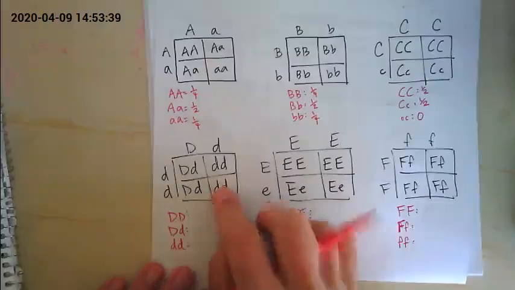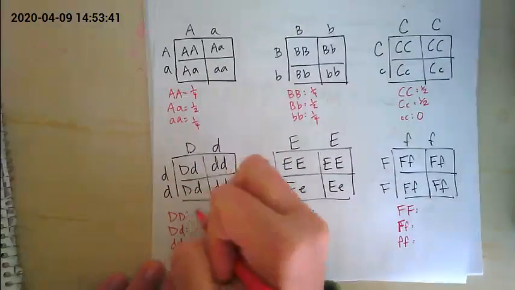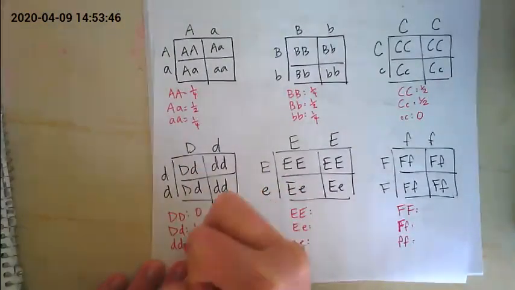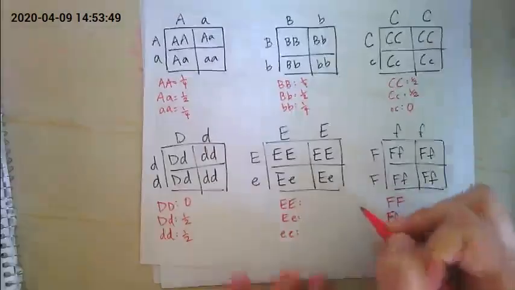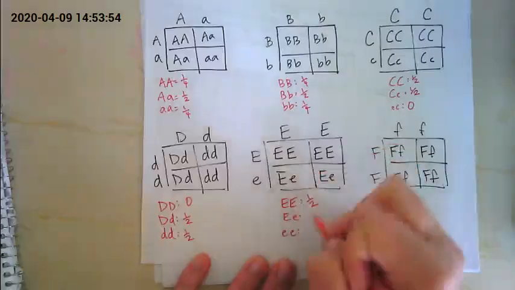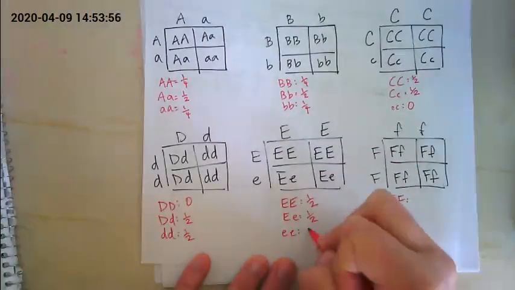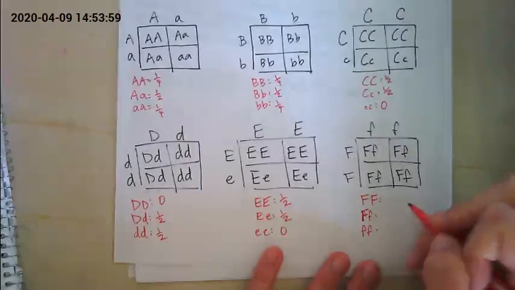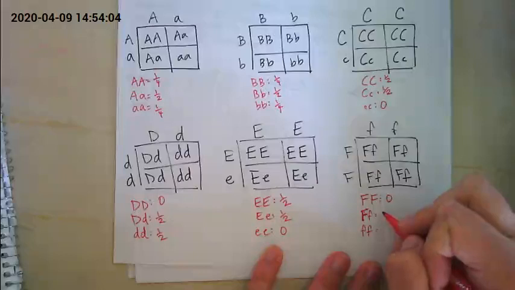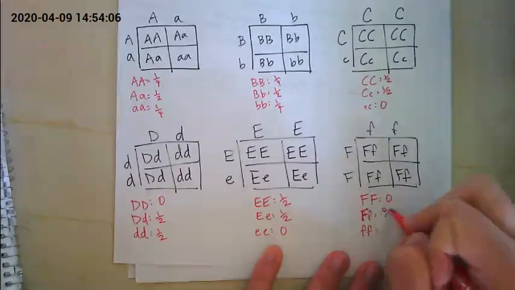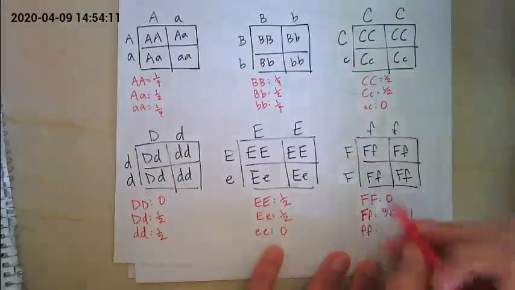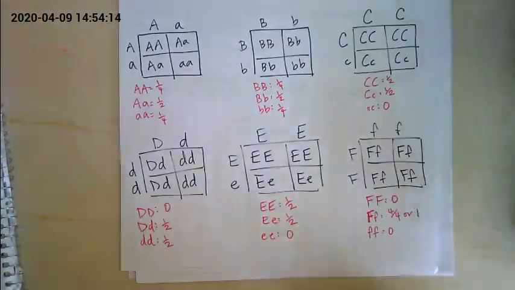All right, for this one, we've got 0 homozygous dominant. We've got 2/4 or 1/2 heterozygous, and 1/2 homozygous recessive. Here we go. This one we've got 2/4, 1/2, 2/4, 1/2, and then none. And for this one, we have no homozygous dominant. We have 4 out of 4, or 1, 100%. And then we have 0 homozygous recessive.